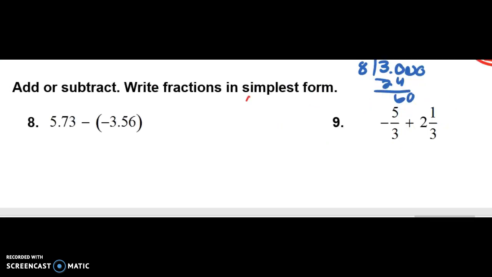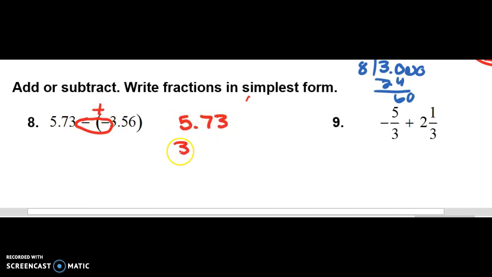Now what this next one's asking us to do is add or subtract and write our fractions in simplest form. So I know right off the bat with number 8, I see 2 negatives, so I'm just going to make that a positive, and then all I need to do is add. When you're adding with decimals, make sure that you line those decimals up. 3 plus 6 is 9, 7 plus 5 is 12, carry the 1, that's 8, that's 9.29.